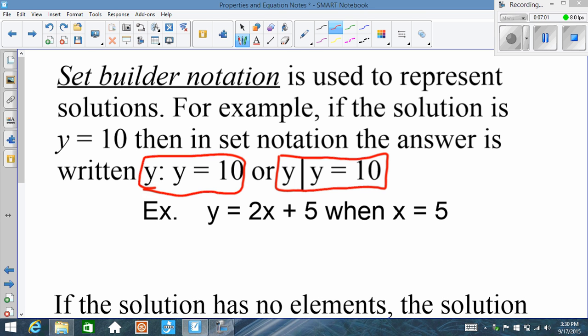So for instance, if we want to solve this when x equals 5, we would put 5 in, 5 plus 5. So the solution set here would be 10 plus 5, and so y equals 10. So our solution set would be written like this. Again, that's the example for y equals 10.